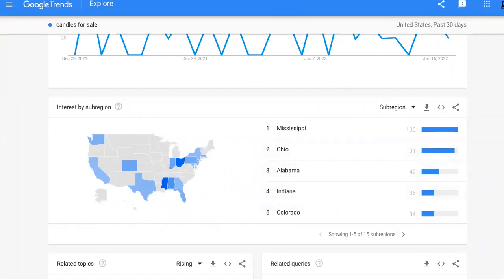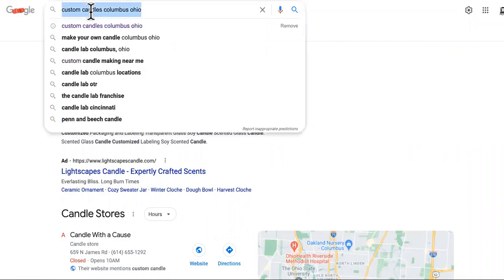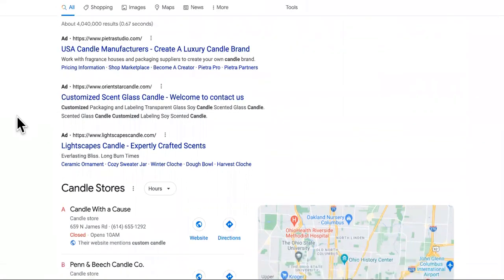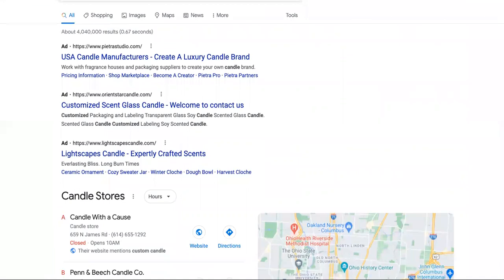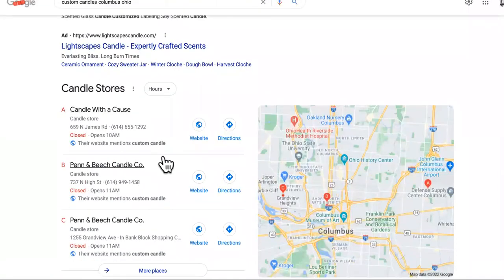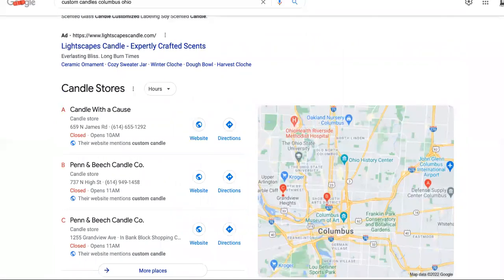So the next step, which is step number three, is to capture the demand. What you want to do is start showing up in places like Columbus, Ohio, or wherever the market demand is the most. And I'll show you exactly how to do that inside the Godfather of Drop Service. And of course, you can text that number at any time.